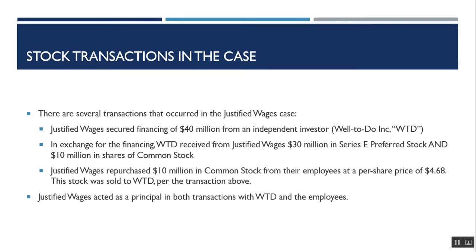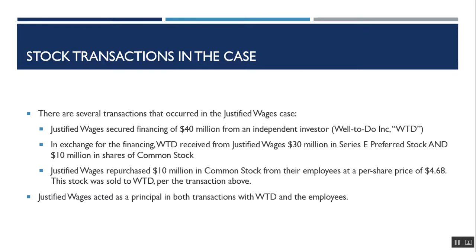There are several transactions that Justified Wages, the company, went through in this scenario. Basically, they were trying to secure some financing from an independent investor called Well-To-Do Inc. They needed $40 million. Instead of taking out a loan with Well-To-Do, they went through an equity financing transaction. Therefore, they were able to secure $40 million in cash from Well-To-Do Inc. In exchange for the financing, Well-To-Do received from Justified Wages $30 million in Series E preferred stock and $10 million in shares of common stock.